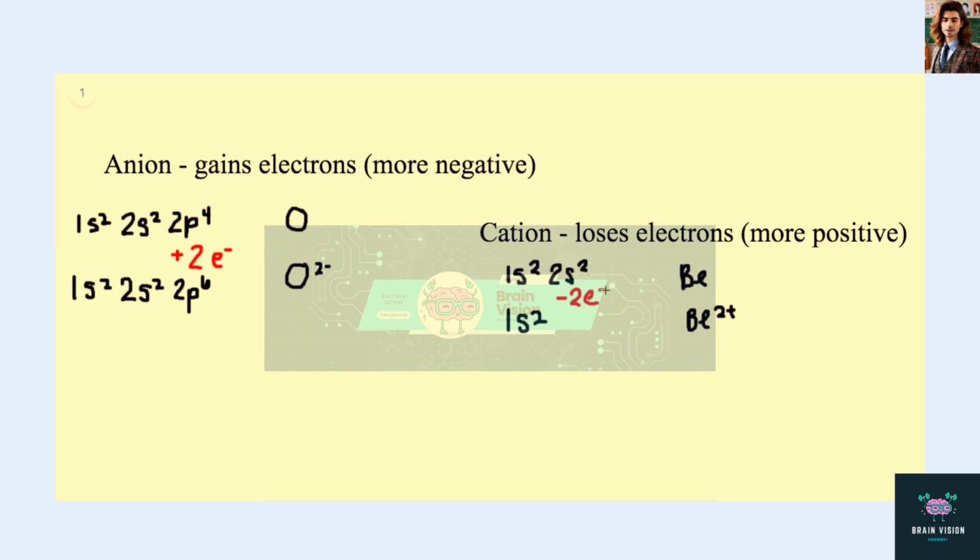So the electron configuration of an anion has more electrons, whereas the electron configuration of a cation has fewer electrons than the neutral atom.